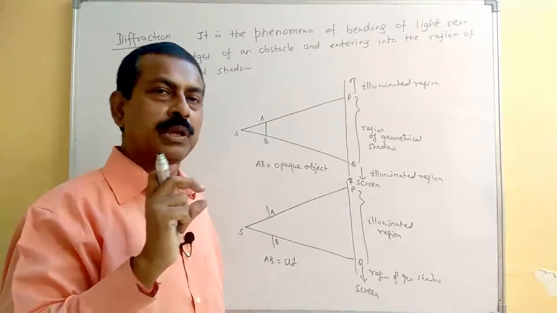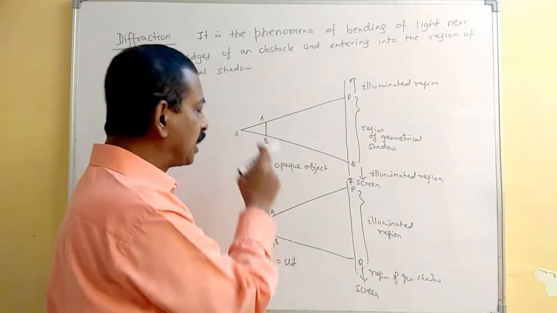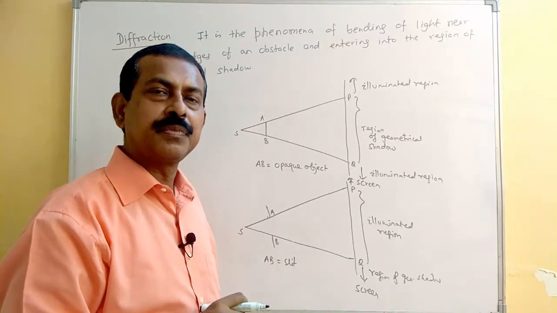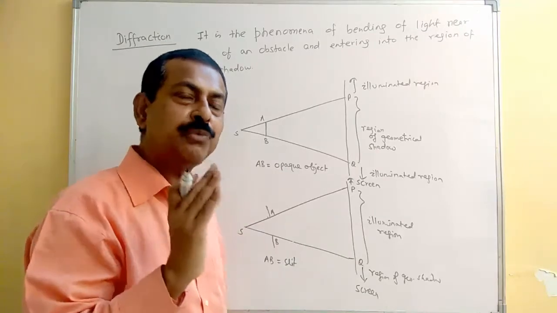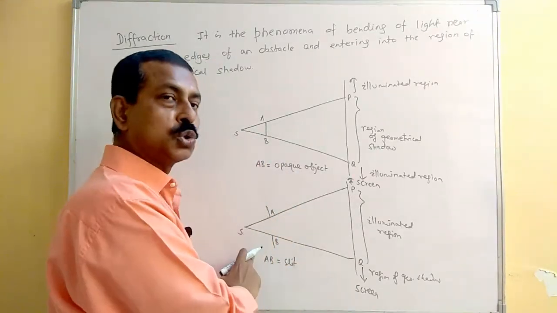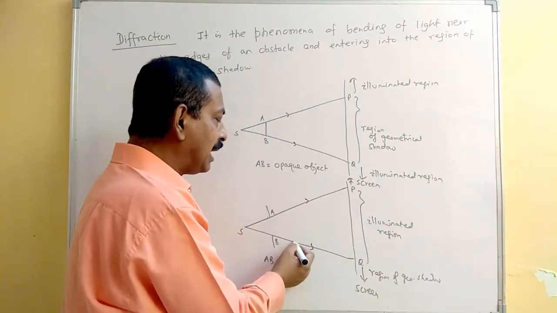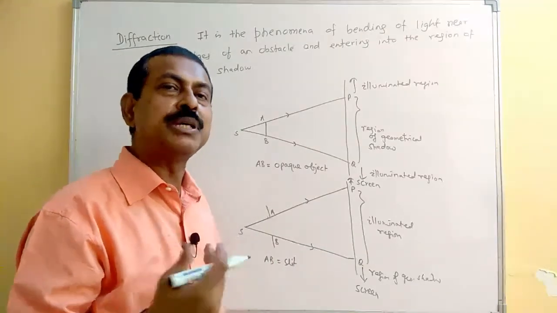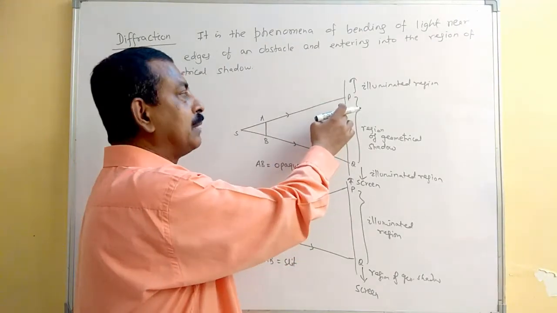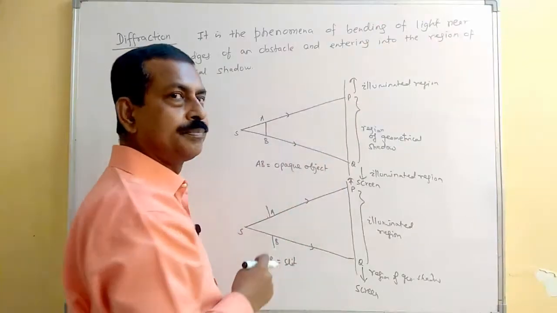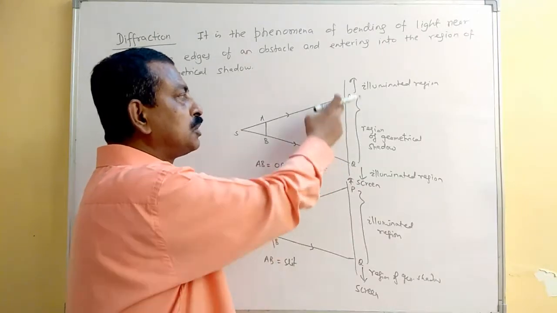But suppose we go on changing the dimension of this obstacle, whether it is the opaque object or the slit. If the size of the obstacle becomes comparable with the wavelength of the wave emitted by the source, what will happen? You will have the light entering even in the region of the geometrical shadow. That means here we'll get a pattern which is bright and dark. And if any bright pattern is there, it means light is reaching there.